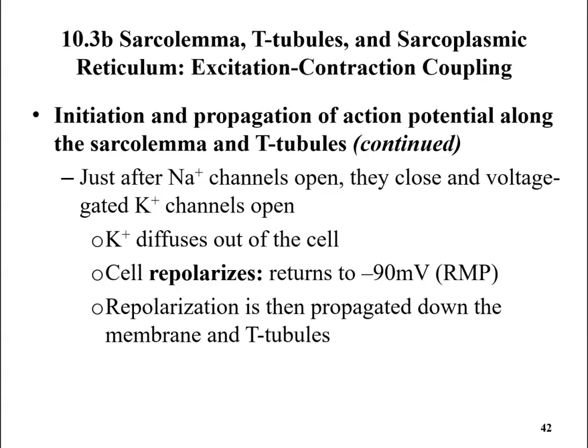Just after the sodium channels open, they're going to close. Okay, so they're only open for a very brief period of time. And what happens is voltage-gated potassium channels open. And potassium is going to diffuse slowly out of the cell, and it's going to diffuse so much that it eventually returns the cell to its negative 90 millivolts resting membrane potential. This wave of repolarization propagates down the sarcolemma and down the T tubules, just like the wave of depolarization did.